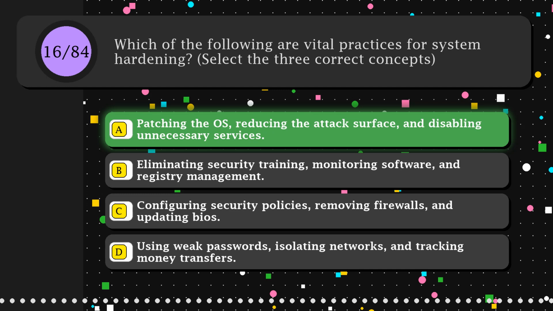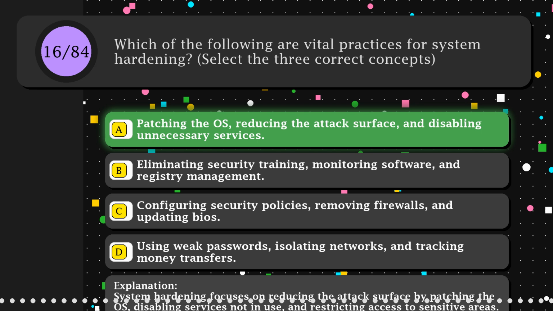The correct answer is option A, patching the OS, reducing the attack surface, and disabling unnecessary services. System hardening focuses on reducing the attack surface by patching the OS, disabling services not in use, and restricting access to sensitive areas.